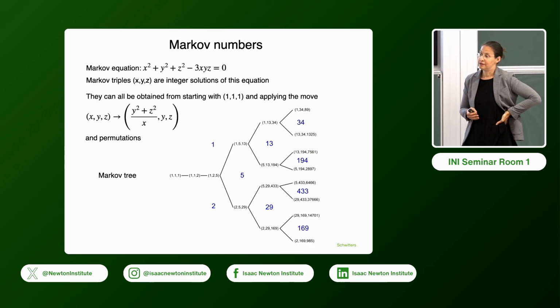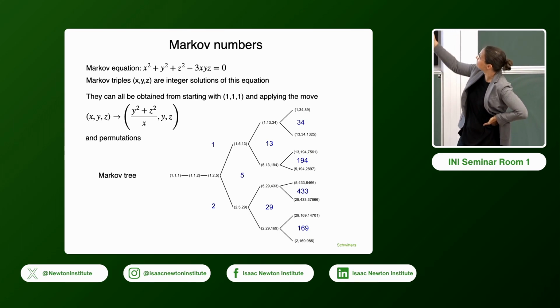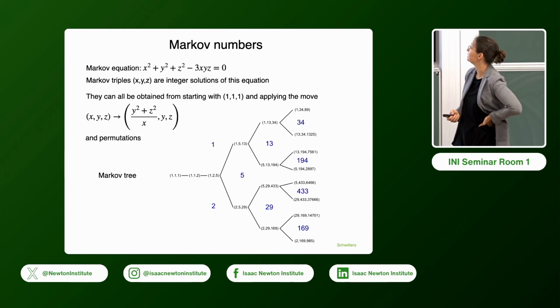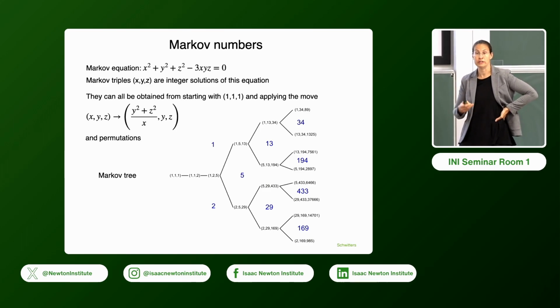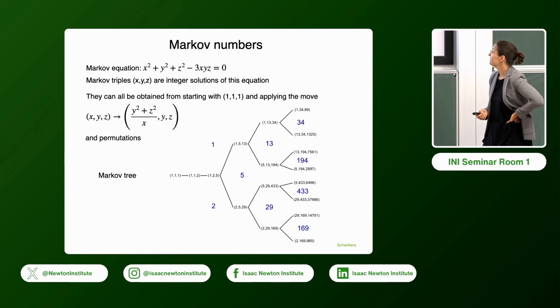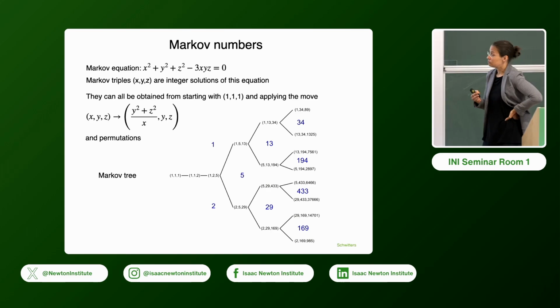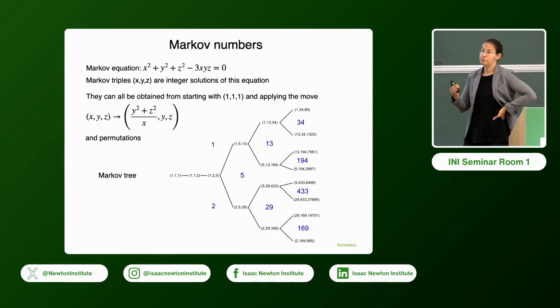These are special solutions of this Diophantine equation, the Markov equation, x squared plus y squared plus z squared minus 3xyz, and you look for integer solutions to this equation. It was already known to Markov that you don't have to be very smart to find all solutions to this equation. You find one solution, and the first solution that comes to your mind is 1, 1, 1. And then you can reach any other solution by just applying the following move.